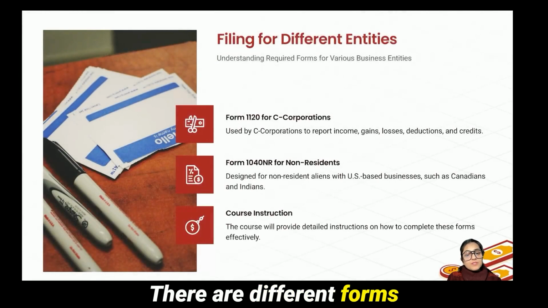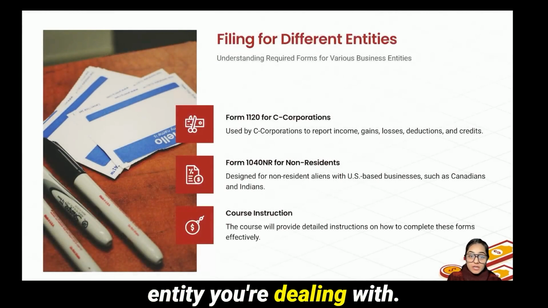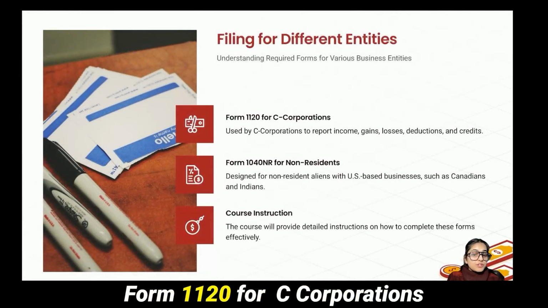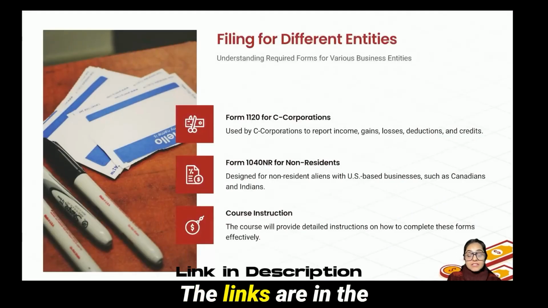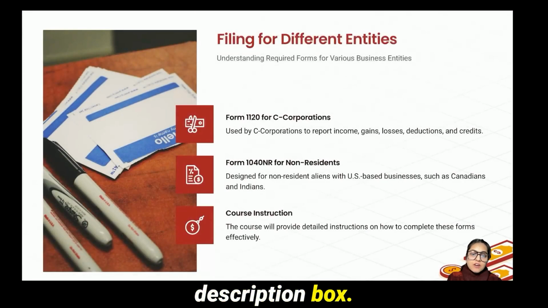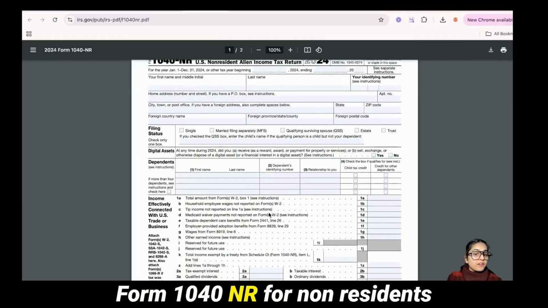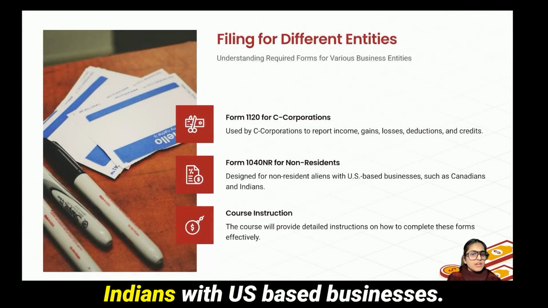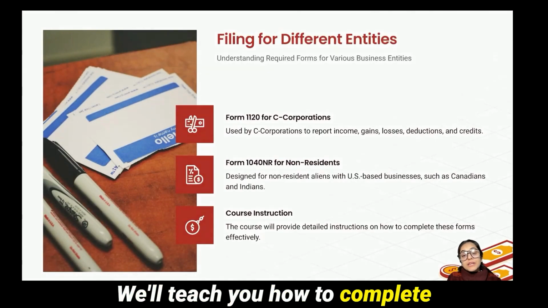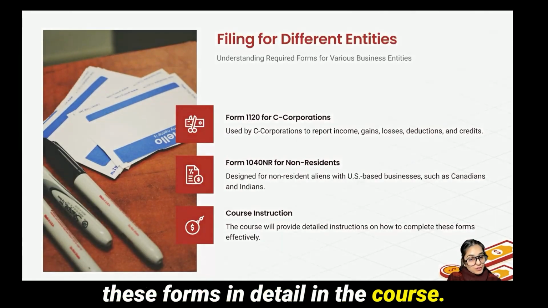There are different forms depending on the type of entity you're dealing with. Form 1120 for C corporations, regardless of taxable income. The links are in the description box. Form 1040NR for non residents, such as foreigners, Canadians, Indians, with US based businesses. We'll teach you how to complete these forms in detail in the course.